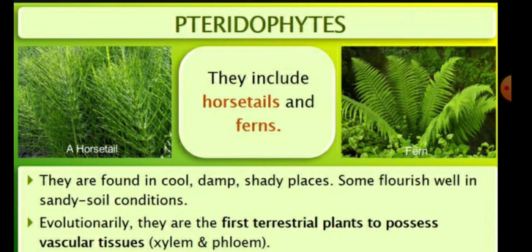They are found in cool, damp, shady places. Some flourish well in sandy soil conditions. Evolutionarily, they were the first terrestrial plants to possess vascular tissues like phloem and xylem. So children, these are the first terrestrial plants.